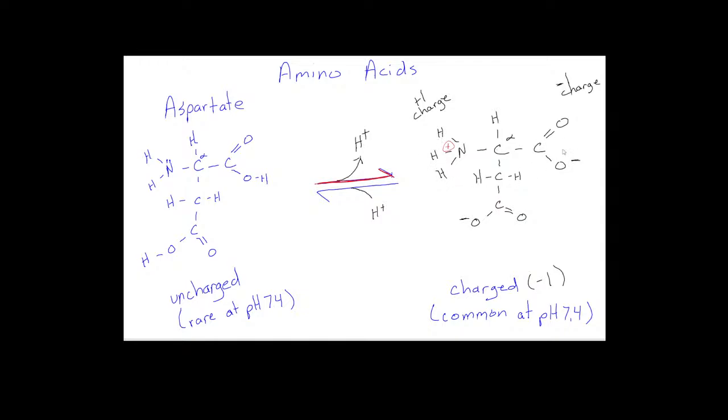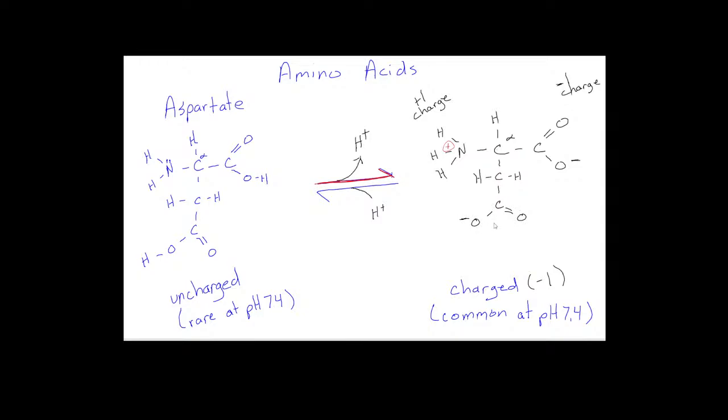This one has the negative charge over here on this carboxyl group, but because we had a carboxyl group on the bottom, we also have a negative charge there. So there are 3 charges to consider here. We've got a negative charge because of this carboxyl group, a positive charge from this amino group, and a negative charge from this other carboxyl group.